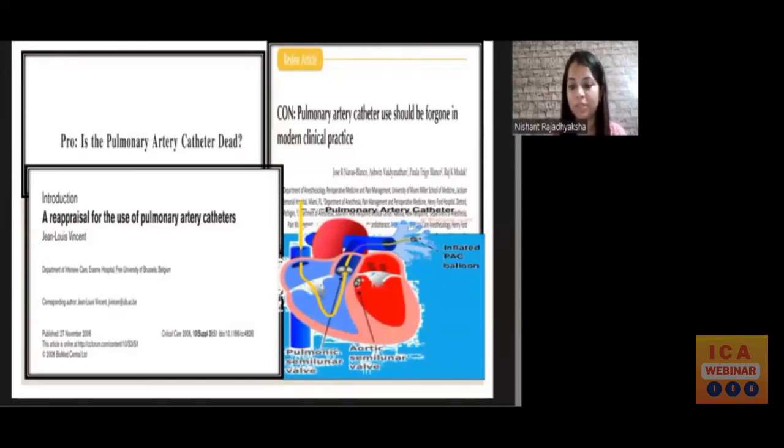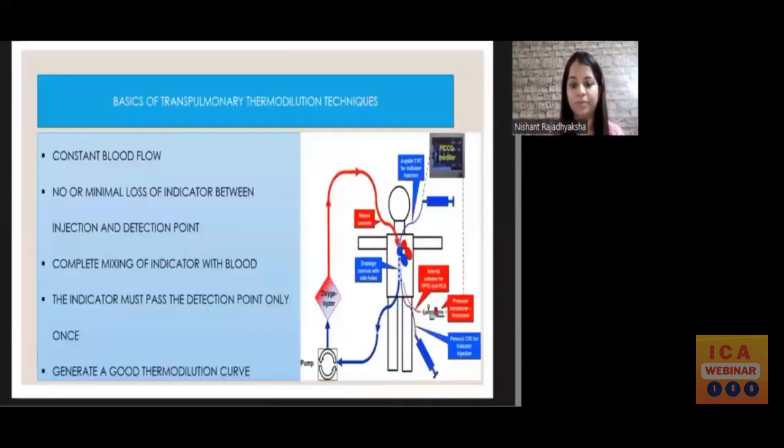To overcome, I would say, a false barrier to use of Swan came a device whereby you could do a thermodilution by a central line and could measure using an art line. These devices got clubbed under the heading of transpulmonary thermodilution.